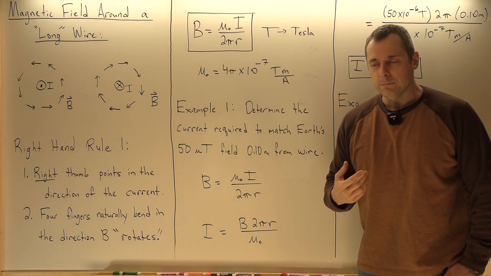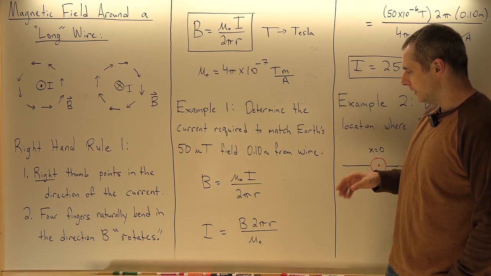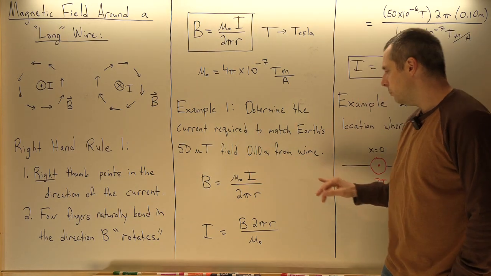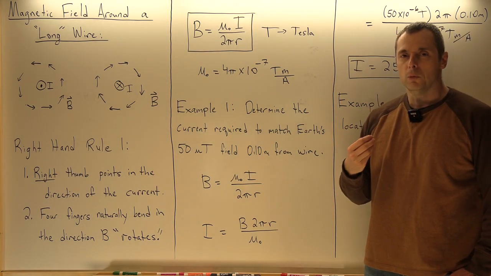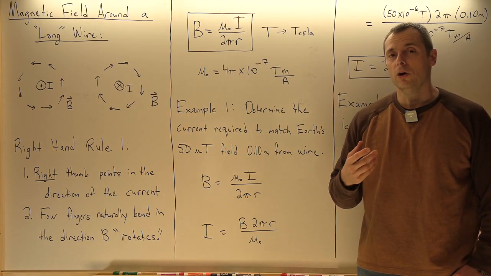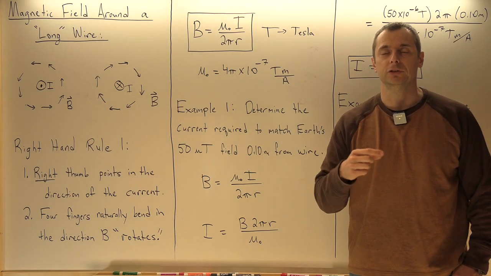Let's take a look at an example. So first one, determine the current required to match the Earth's magnetic field of 50 microtesla at 0.1 meters from a wire. I mentioned one of the things you know from science class is that the Earth has a magnetic field. That's why we could use it for navigation.